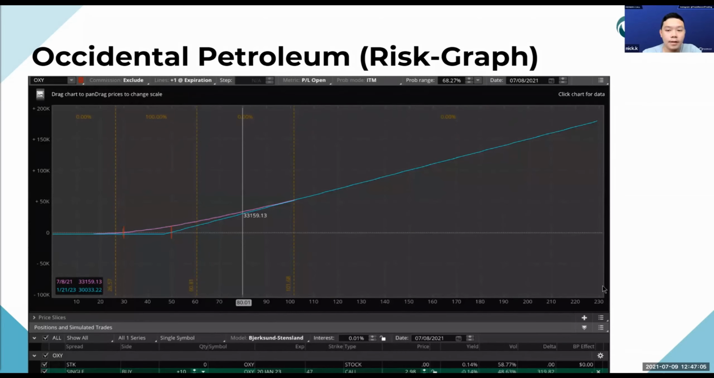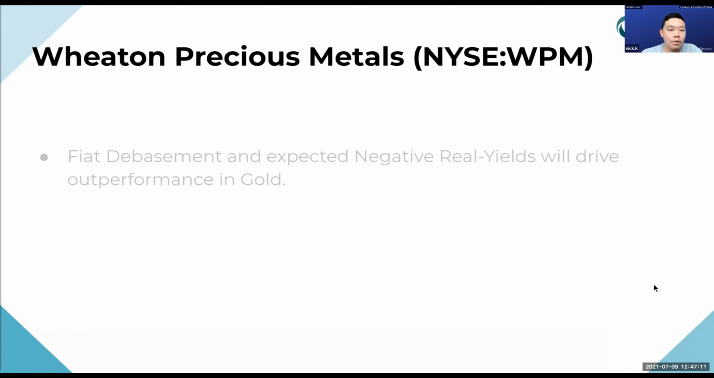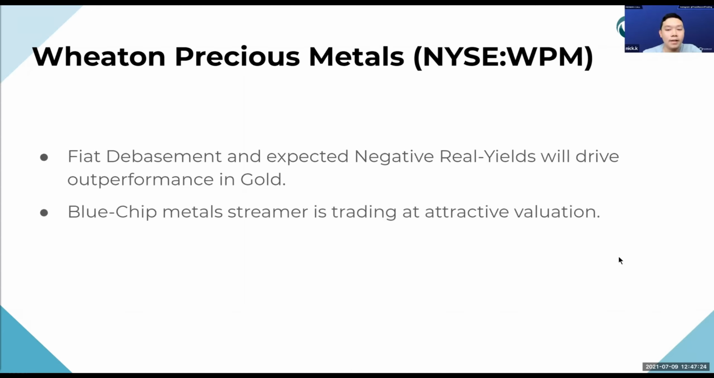If it hits our price target. And the last one is Wheaton Precious Metals. They are a gold and silver streamer. So we think that negative real yields are going to be here to stay for a long time, so it's going to drive outperformance in gold and these assets, although it doesn't seem like it for the past few weeks.